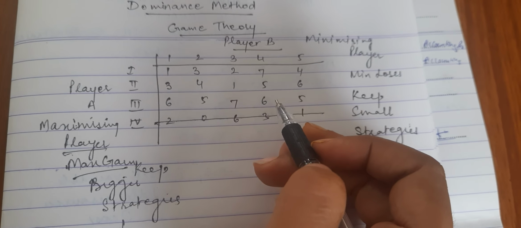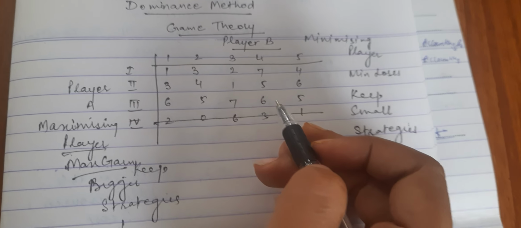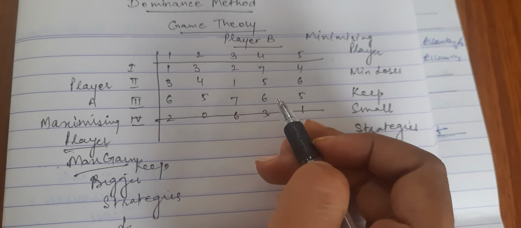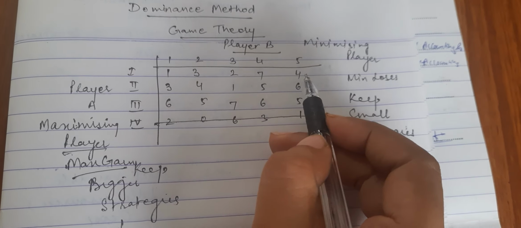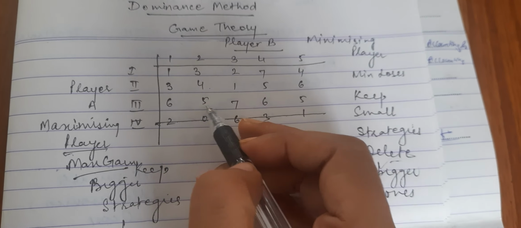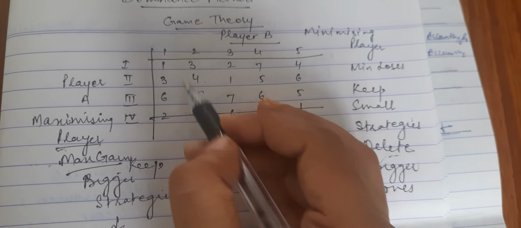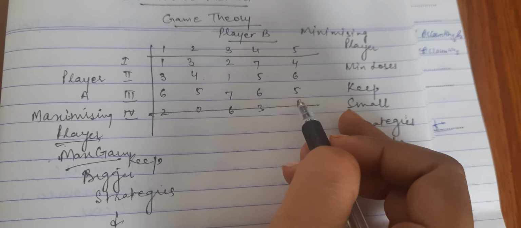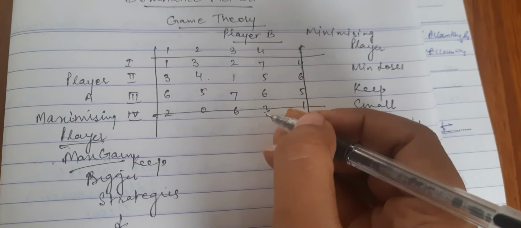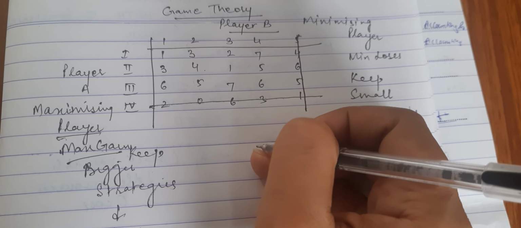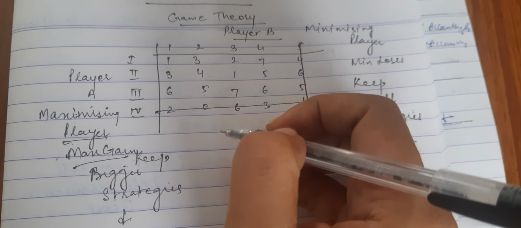So say if I look at the columns, then in that case I would find out that the column which is entirely low is column number 2. 3 is less than 4, 4 is less than 6, 5 is equal to 5. So this strategy has less losses as compared to this strategy. So I would delete the strategy which gives me more losses. So in this case, the higher strategy would be deleted in case of column, and in case of row the lower strategy would be deleted.